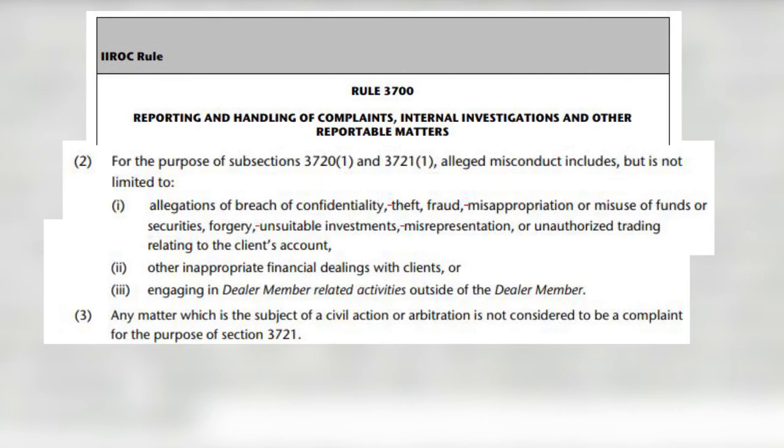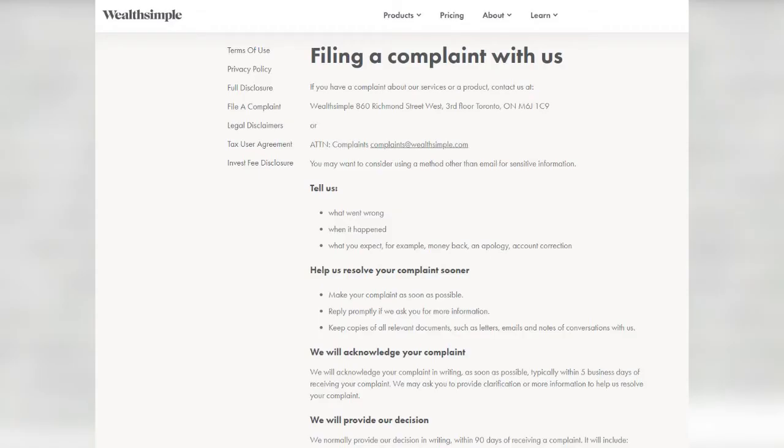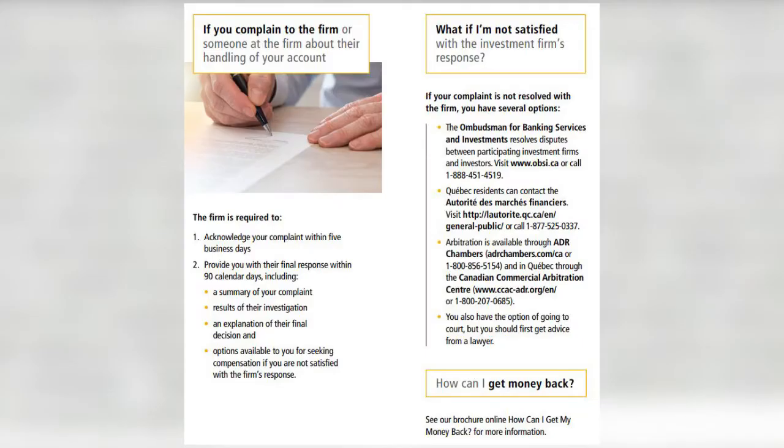So under IIROC, the broker must have a procedure in place that sets out how to deal with your complaints. So for example, here's the complaint process that Wealthsimple has if you want to submit a complaint about something they did wrong to you. The brokers must acknowledge your complaint in writing within 5 business days, investigate it, and give you a substantive response within 90 days.